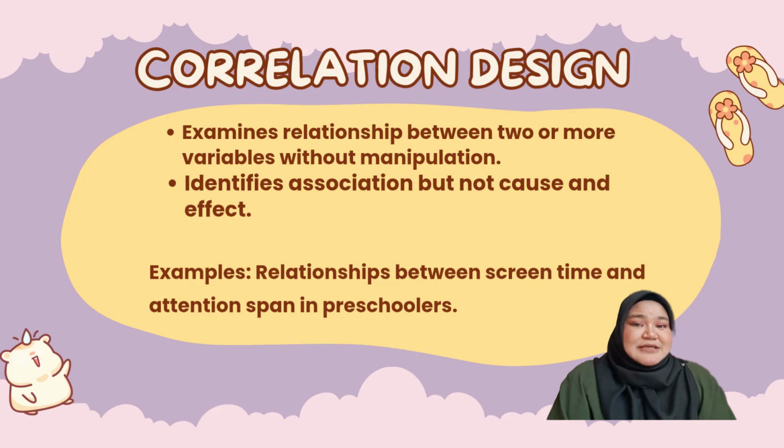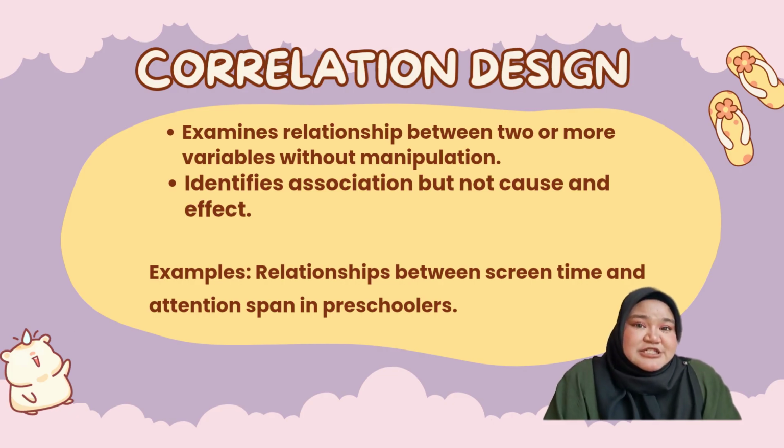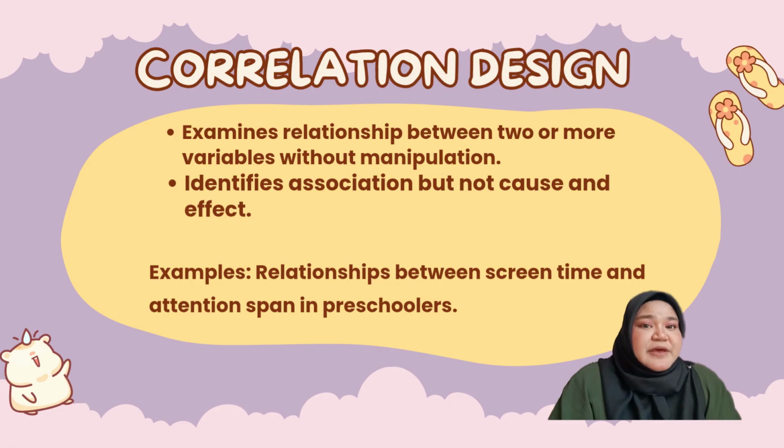The third type is the correlational design. It looks at the relationship between two or more variables, but the researcher does not manipulate anything. It helps to show whether variables move together positively or negatively, but it cannot tell which one caused the other. For example, a study might look at the relationship between screen time and attention span among preschoolers.